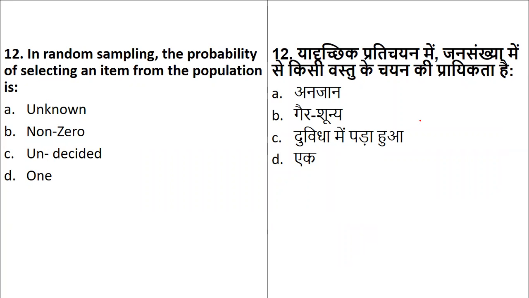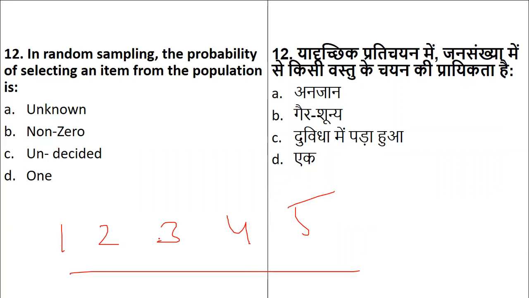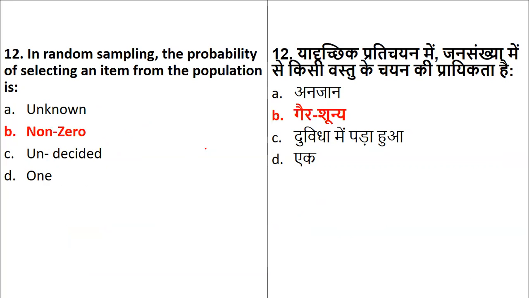In random sampling, the probability of selecting an item. So you have a random sampling. For example, from 1, 2, 3, 4, 5, you have to pick up a sample randomly. So what is the probability of getting the sample selected: unknown, non-zero, undecided, or 1? It means that definitely some or other will be picked up. So the probability is non-zero, because every sample has an option of getting selected. So we call it non-zero.